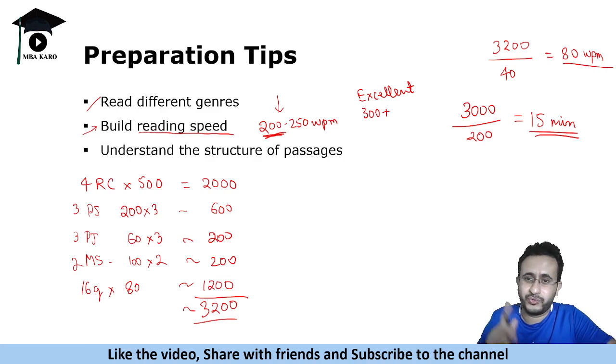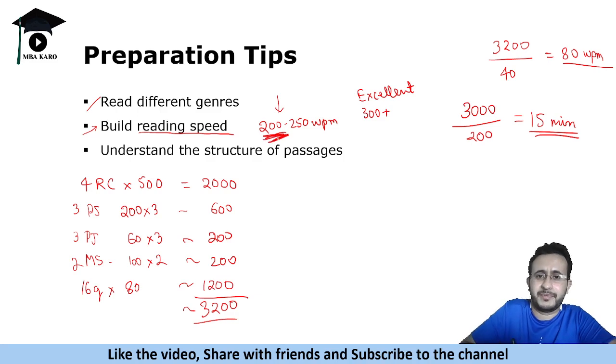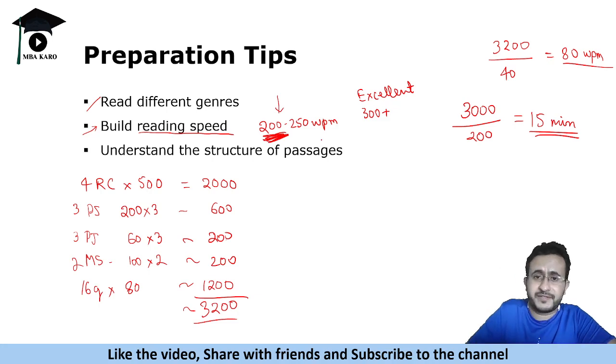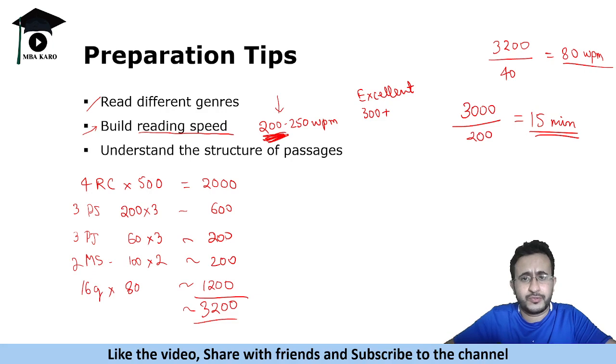So you need to build this speed, minimum 200 words per minute, so that you are able to attempt a significant portion of the paper. This is a very important thing. You can raise it to 250, very good, and in case you get up to 300, then it is excellent. So focus on reading and build this speed. If you read continuously, this speed will be built, not a big deal. Continuous reading is a must.